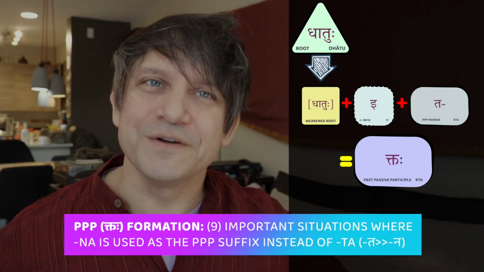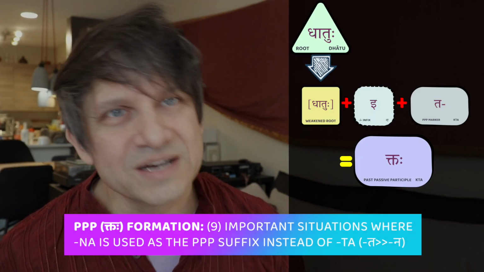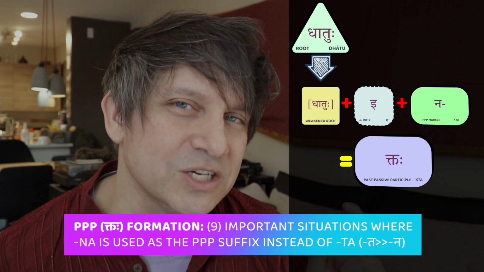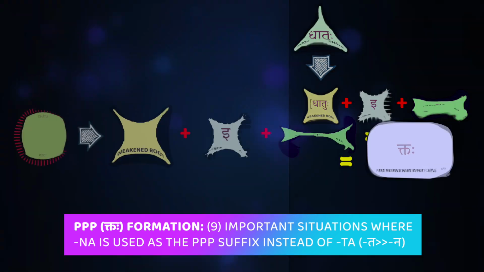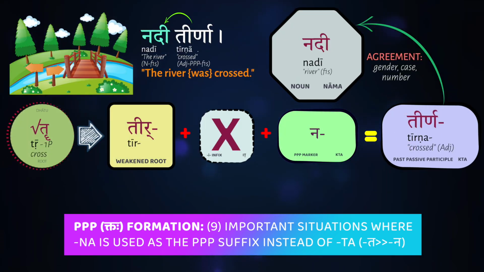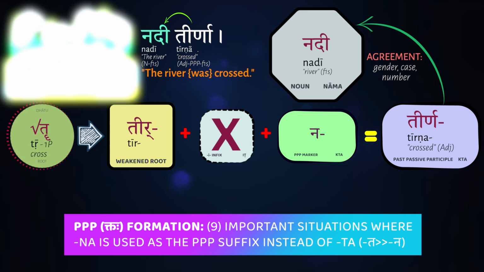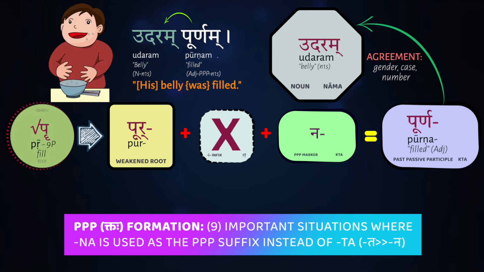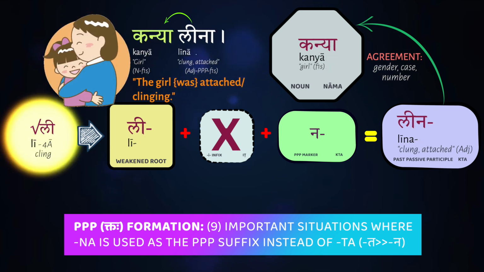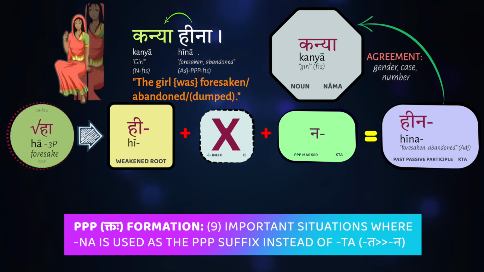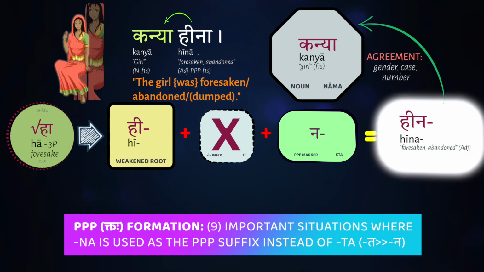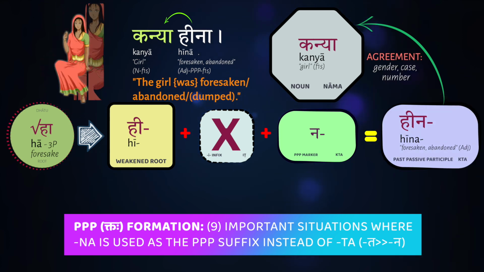Aside from these, there are a number of odd situations where the ta suffix will actually turn into a nasal na. These you just have to learn to recognize. They're not obvious at all. The verb tr, for example, to cross, turns into tirna, crossed. The verb pr, meaning to fill up, turns into purna, meaning full or filled. The verb li, which means to cling, turns into lina, clung to, attached to. The verb ha, which means to forsake or quit or abandon, turns into hina, abandoned, forsaken, quitted.